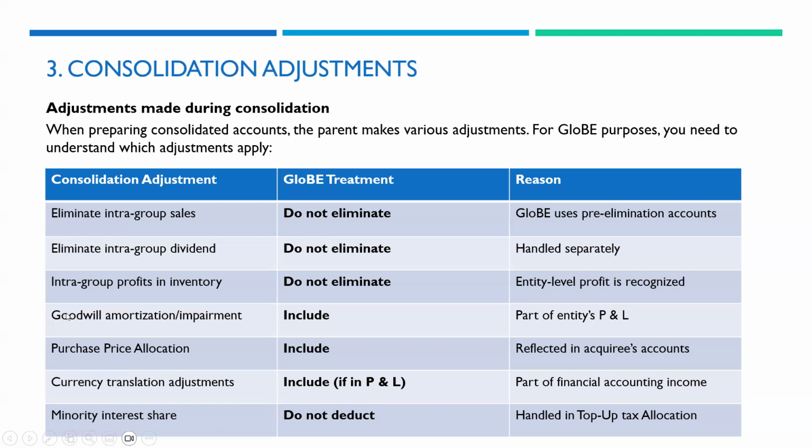It's a little subtle there. Are you understanding? Whenever you are calculating P&L, you have to see that fair value adjustments and goodwill amortization should also be a line item in your P&L.